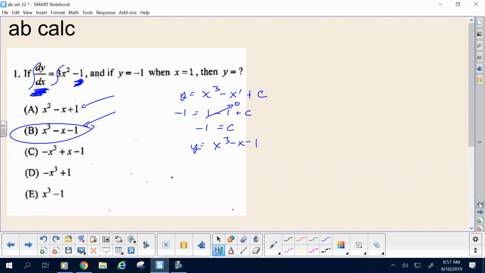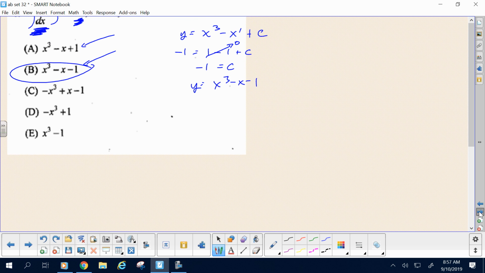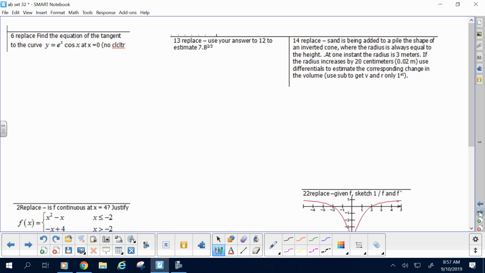Is that all in the notes? Yes. No, easy lesson, yay. Okay, homework on last night's, or questions on last night's homework if you have any. These are the replacements.